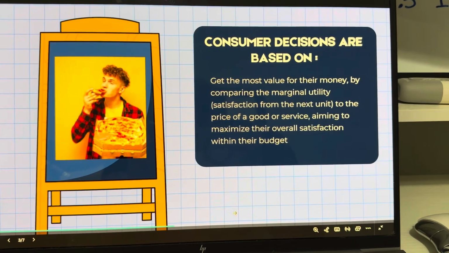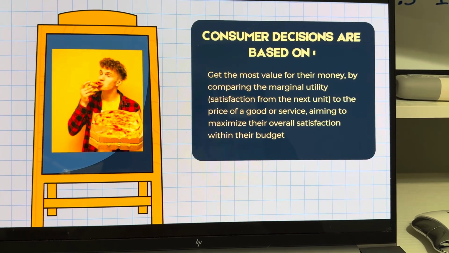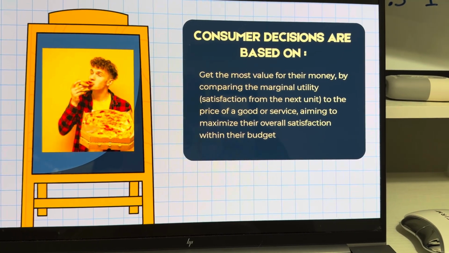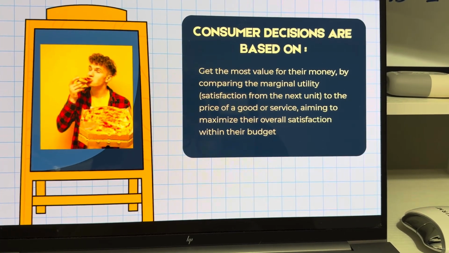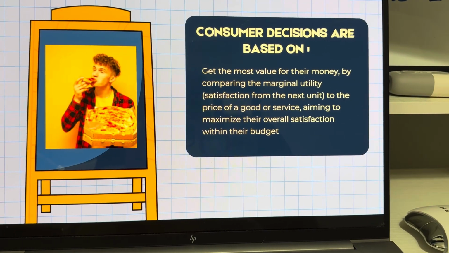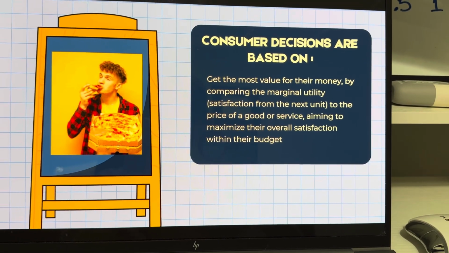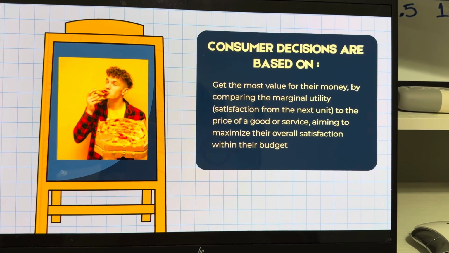Then consumer decisions are based on getting the most value for their money by comparing the marginal utility, that is, the satisfaction from the next unit, to the price of a good or service, aiming to maximize the overall satisfaction within their budget. And here we can have an example like pizza slices.